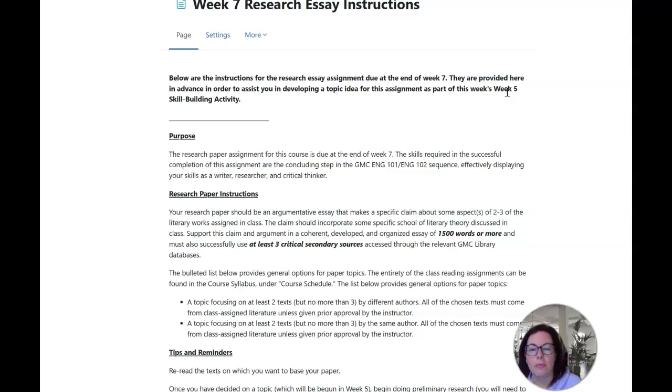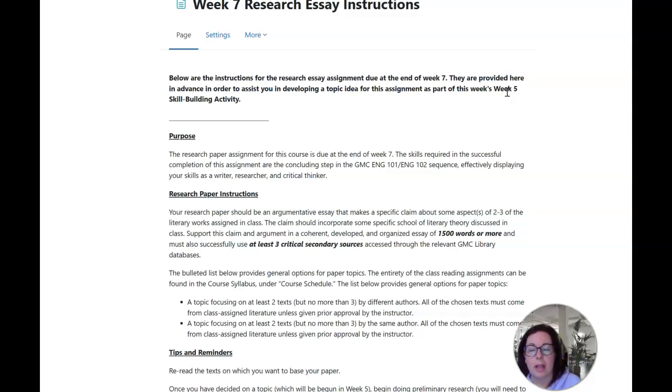Number two, it really helps you become familiar with the GMC library, because you're going to want to use that for your other subjects, whether it's biology or business or nursing or education. They are going to have databases that are going to support the critical research that you're going to want to do. So that type of research, you don't want to use Google.